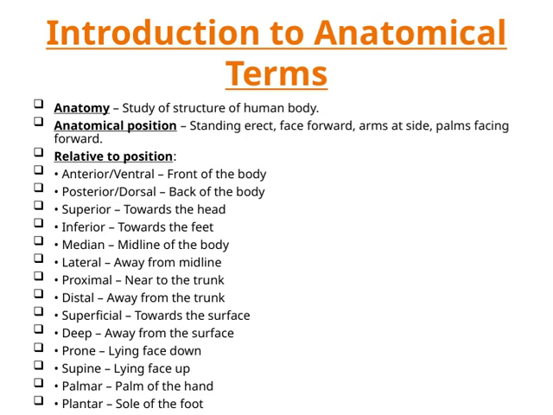Now, relative to this position, we use specific terms to describe where things are located or how they relate to each other. For example, anterior or ventral means the front of the body, while posterior or dorsal refers to the back. These terms help us pinpoint exact locations. Moving on, superior means towards the head, and inferior means towards the feet. Think of them as vertical directions, up and down along the body's axis.